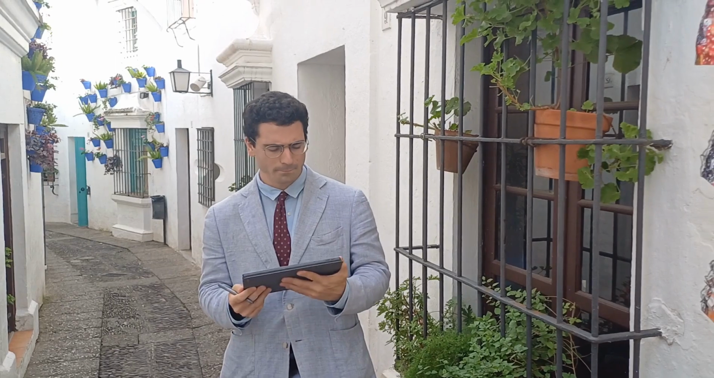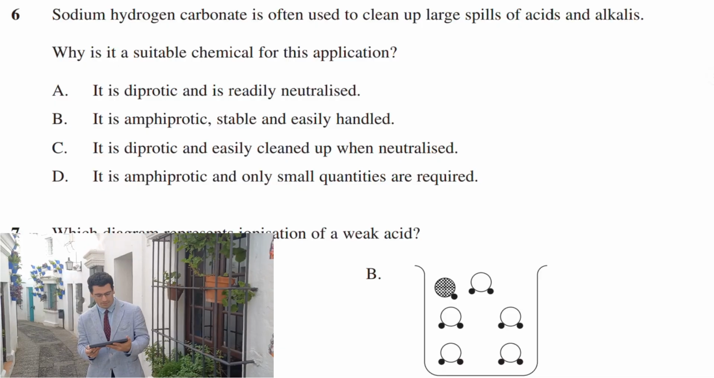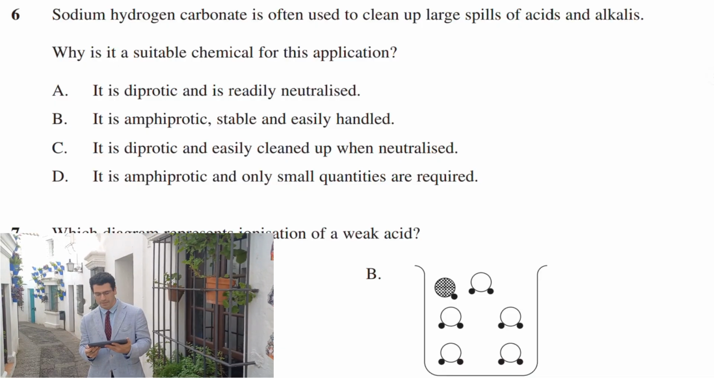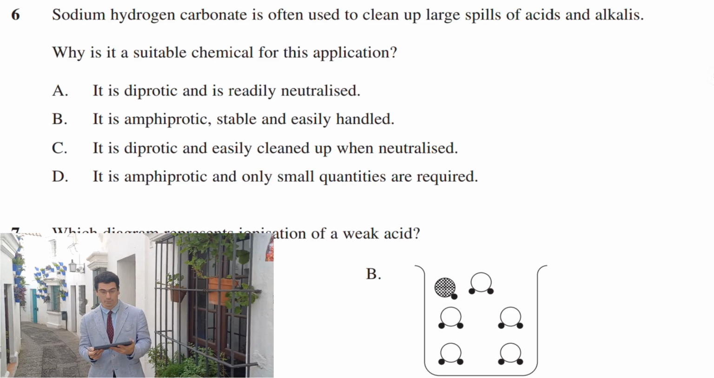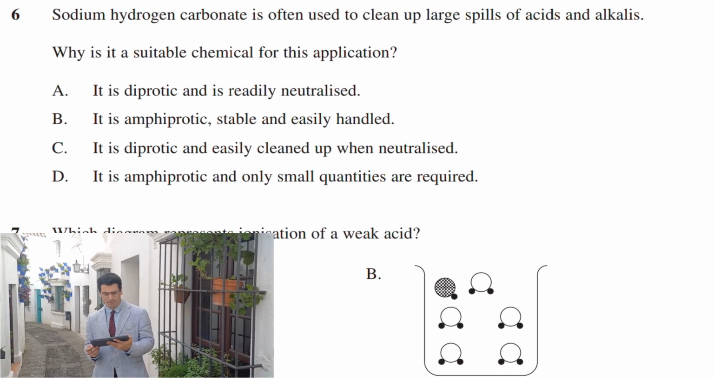We are on question 6 of the HSC 2018 paper. Sodium hydrogen carbonate is often used to clean up large spills of acids and alkalis. Dangerous. Why is it a suitable chemical for this application?